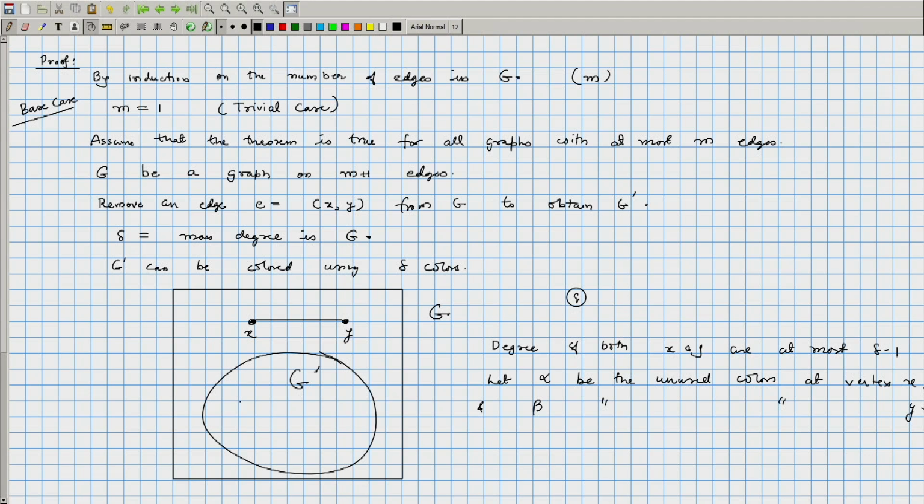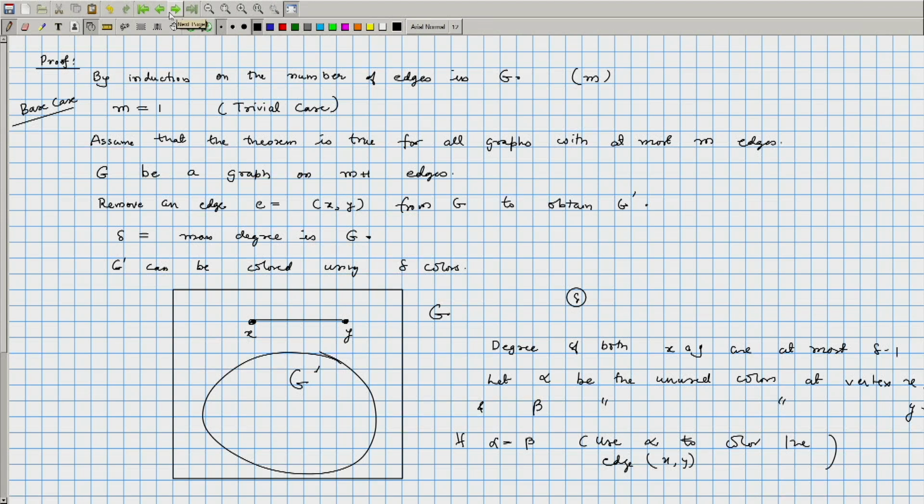Now the simple case is when alpha and beta are the same. If alpha and beta are equal, then we can simply use that color to color the edge xy. There is an unused color, so we can just give that unused color to that particular edge. But when alpha and beta are different, we are in a little bit of trouble, but we will see that case can also be dealt with.